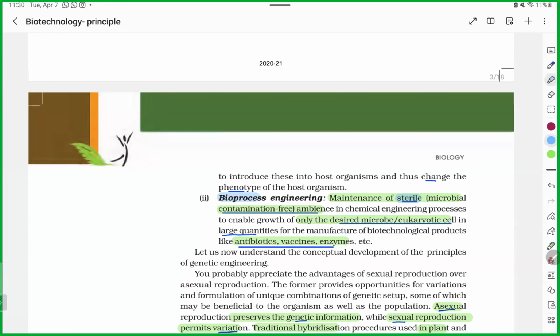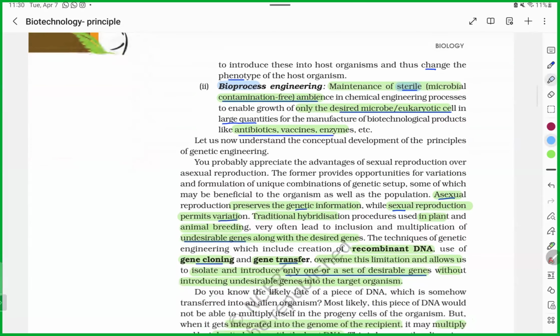Okay, so two parts. One, you change DNA or RNA. Second, you maintain a sterile environment, so there is no contamination. Because of this, when we produce antibiotics, vaccines, or enzymes, we make sure there is no undesirable thing. Only desirable microbes or eukaryotic cells should be used in large quantity.